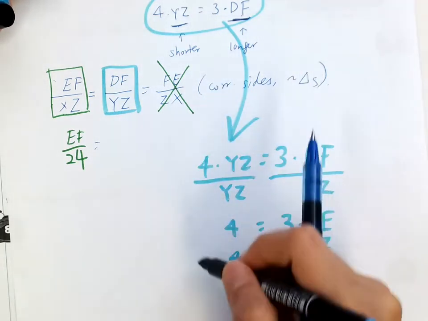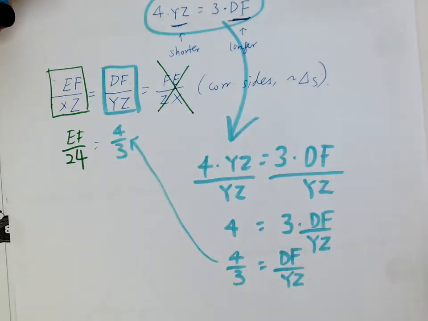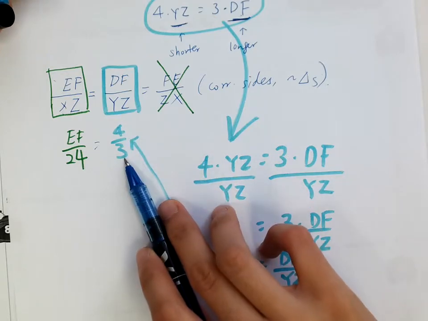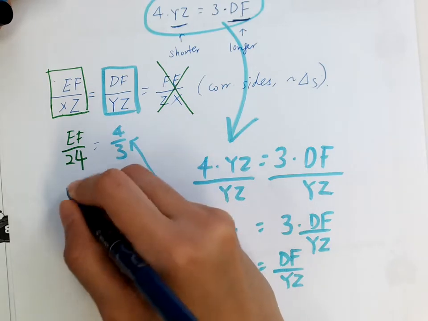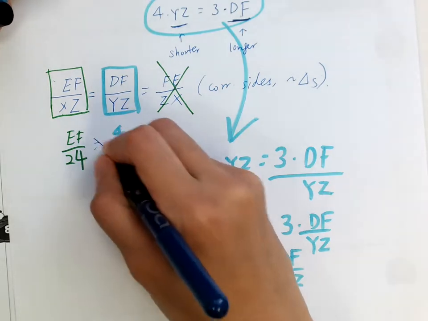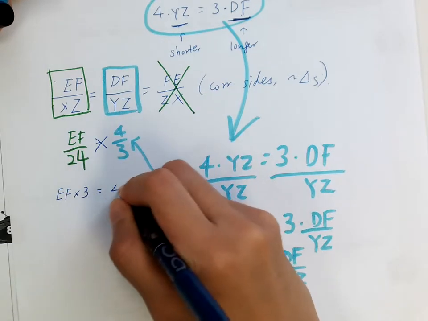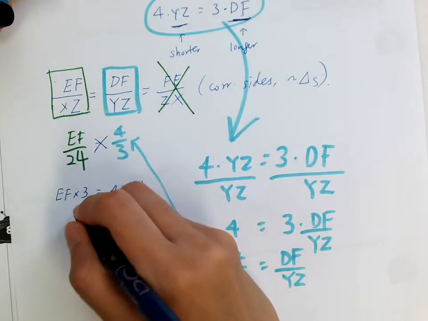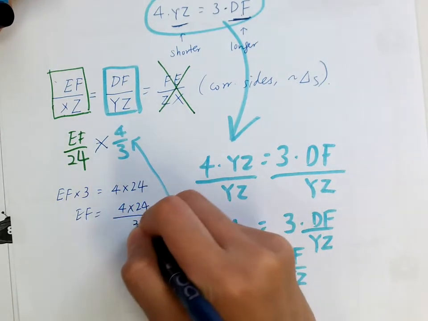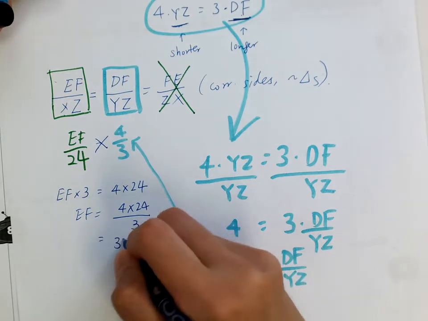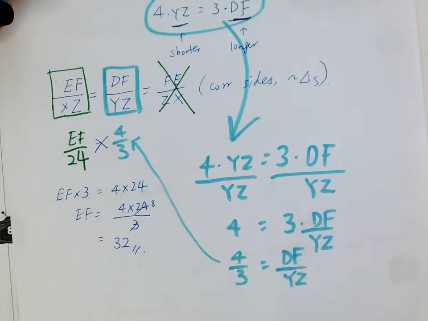So we can put down the 4 over 3 here. Then you can continue to find the length of EF by cross multiplication. That is EF times 3 equals 4 times 24. So EF will be equal to 4 times 24 divided by 3, which is 32. So we complete this question.